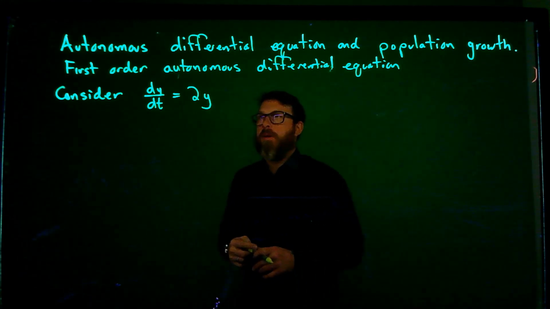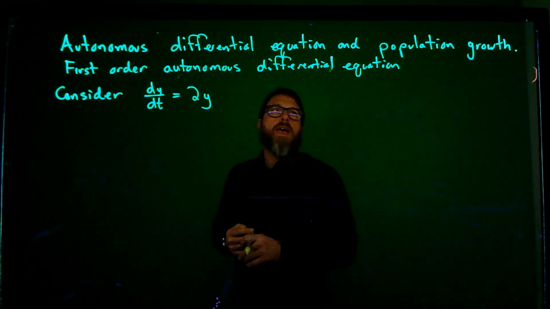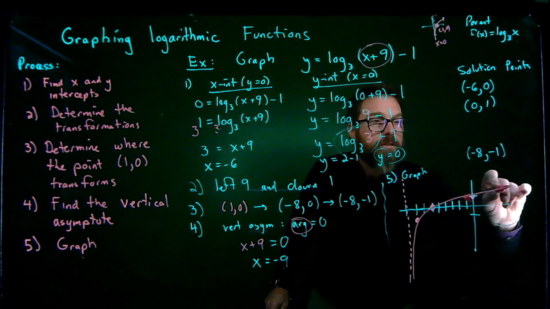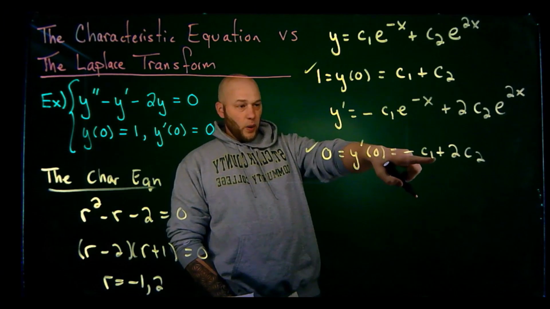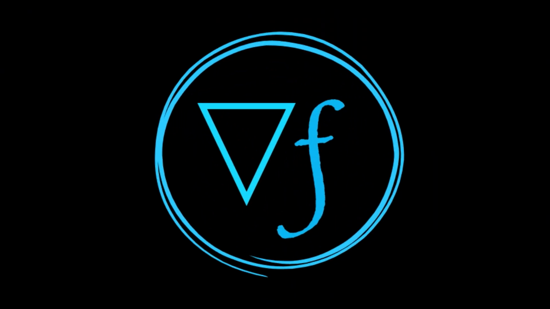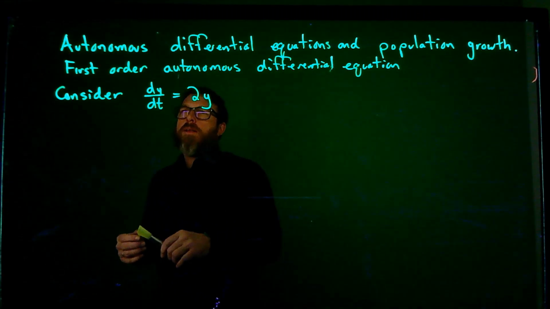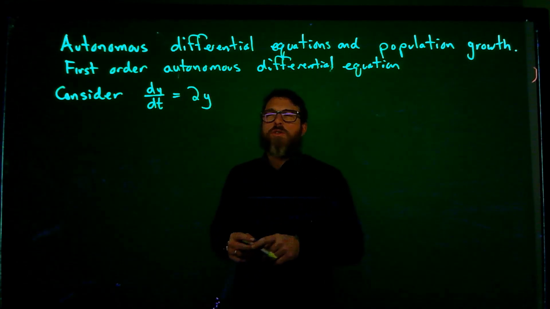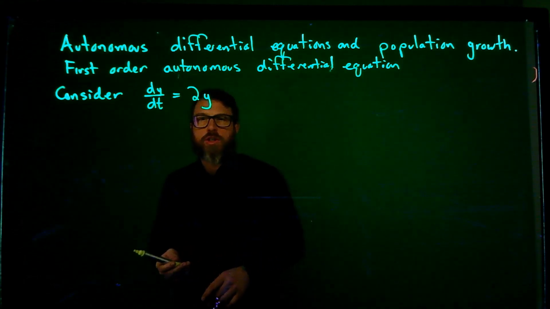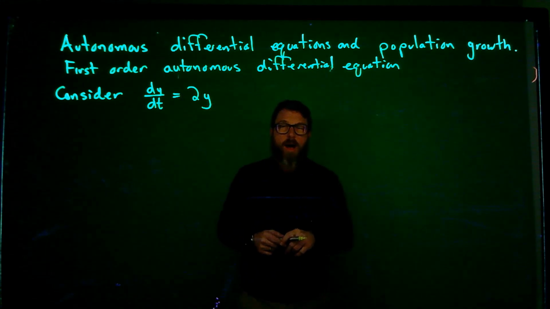I'm Professor Van Hamlin, and I'm going to show the relationship between autonomous differential equations and population growth. In particular, first-order autonomous differential equations. So what I want to do is consider this first-order autonomous differential equation. Remember, it's just dy/dt equal to a function of y, which is equal to 2y.